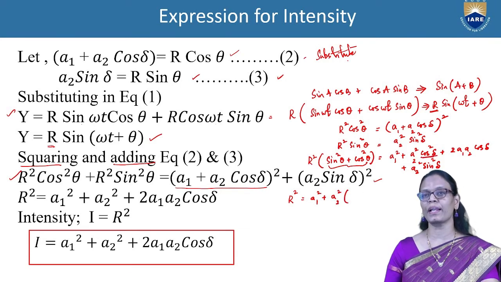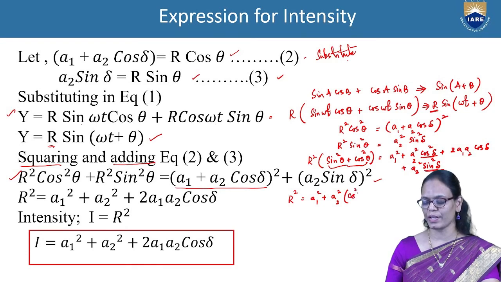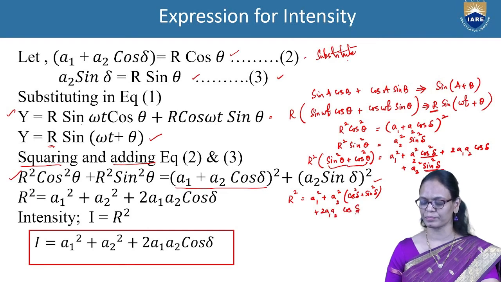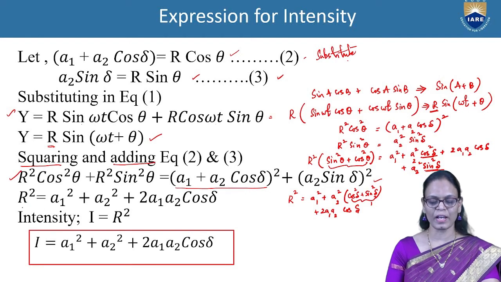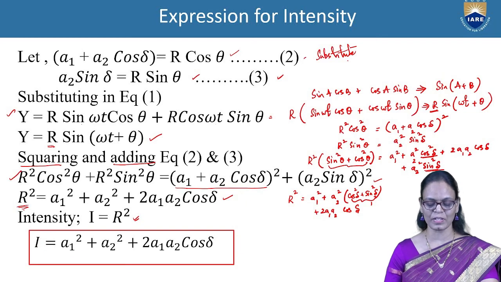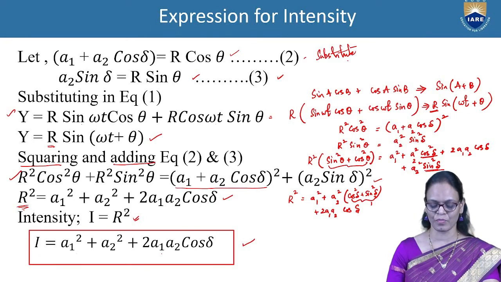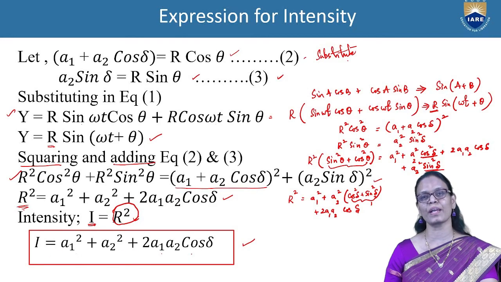For A2 square here you have cos square delta and then we have sin square delta. So we write cos square delta plus sin square delta plus 2A1 A2 cos delta. Again this becomes 1, sin square plus cos square is 1. So what we are left with is R square is equal to A1 square plus A2 square plus 2A1 A2 cos delta. Now what is intensity? Intensity is nothing but the square of the amplitude. Here R represents the resultant amplitude of the resultant wave. So R square is nothing but I. So we can write the intensity I is equal to A1 square plus A2 square plus 2A1 A2 cos delta. So we have derived an expression for intensity, because the square of the amplitude gives us the intensity of the wave.